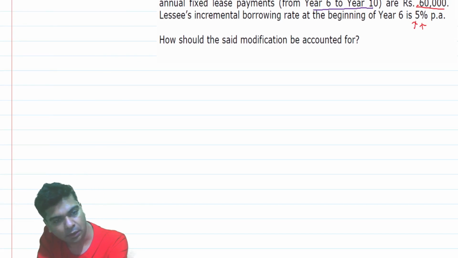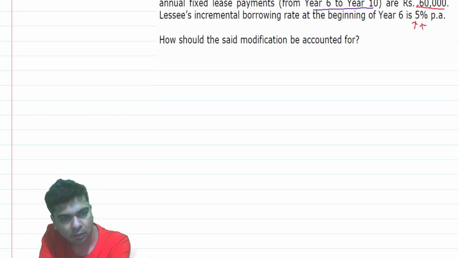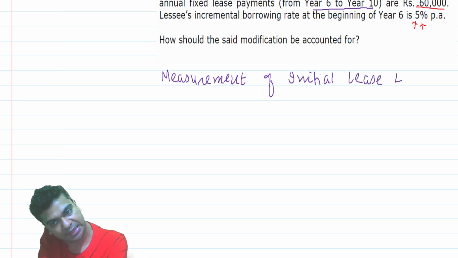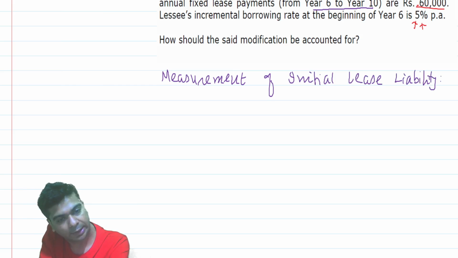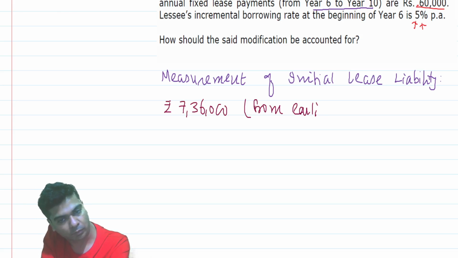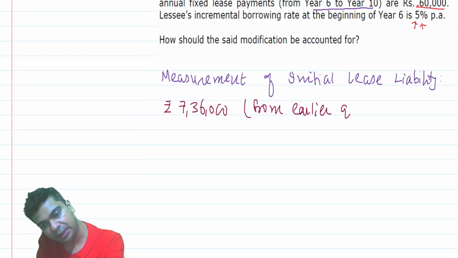So we say measurement of initial lease liability, and then we say rupees 7,36,000 from earlier question.